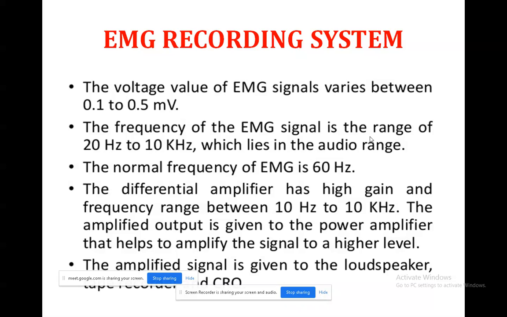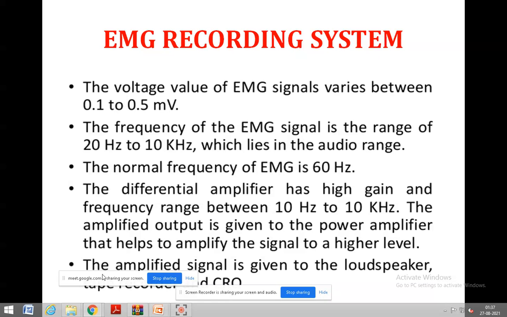The voltage value of the EMG signal varies between 0.1 to 0.5 millivolt. The frequency of the EMG signal is in the range of 20 hertz to 30 hertz, which is the range of audio signal. The normal frequency of EMG is 60 hertz. The differential amplifier has high gain and a frequency range between 10 hertz to 10 kilohertz. The amplified output is given to the power amplifier, which helps to amplify the signal to a higher level. The amplified signal is given to the loudspeaker, CRO and tape recorder.